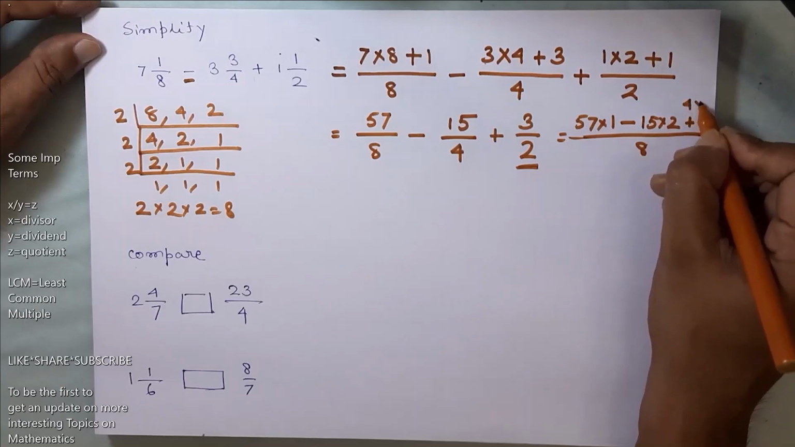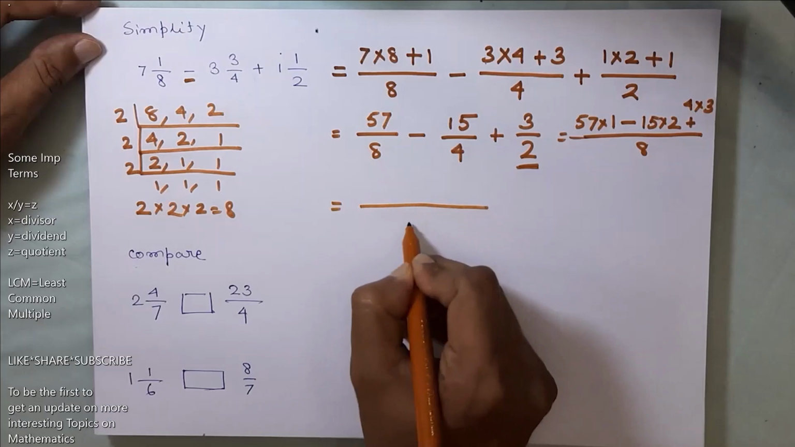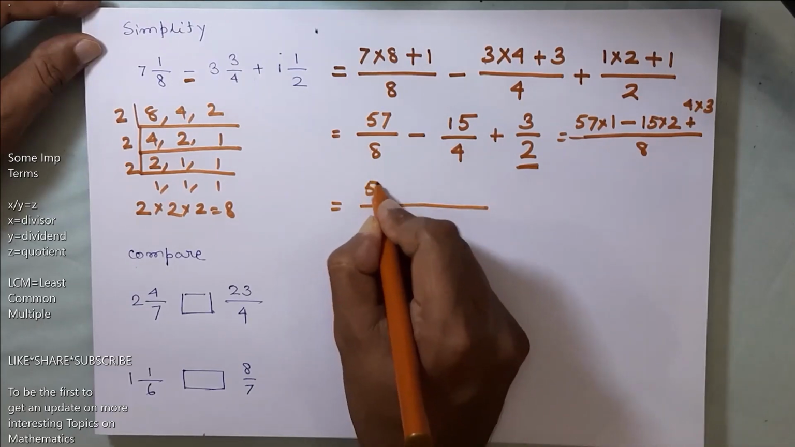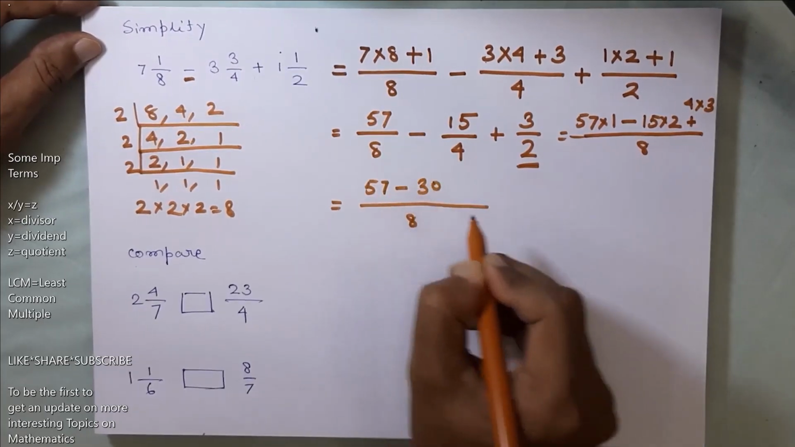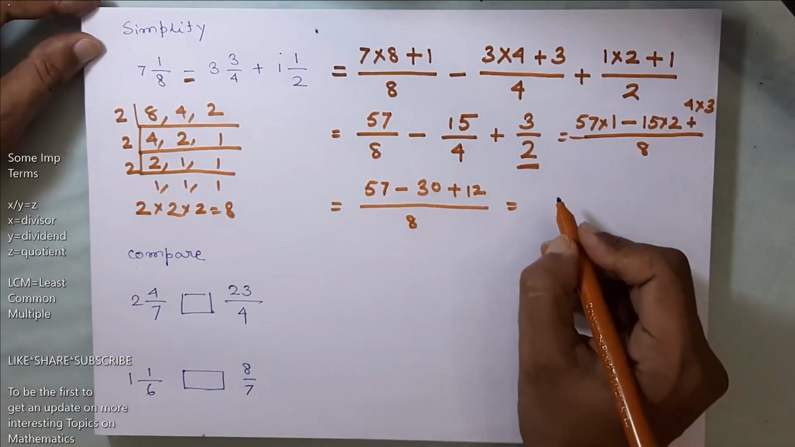So 4 into 3. If I simplify that, it will look something like this: over 8, 57 minus 30 plus 12. So it is a simple simplification.